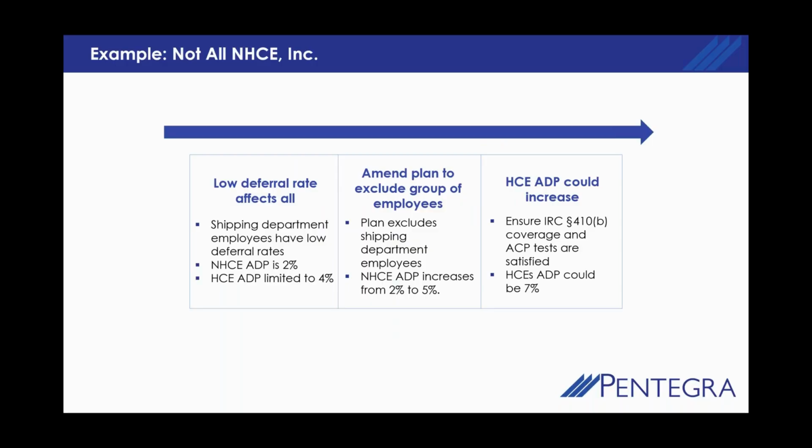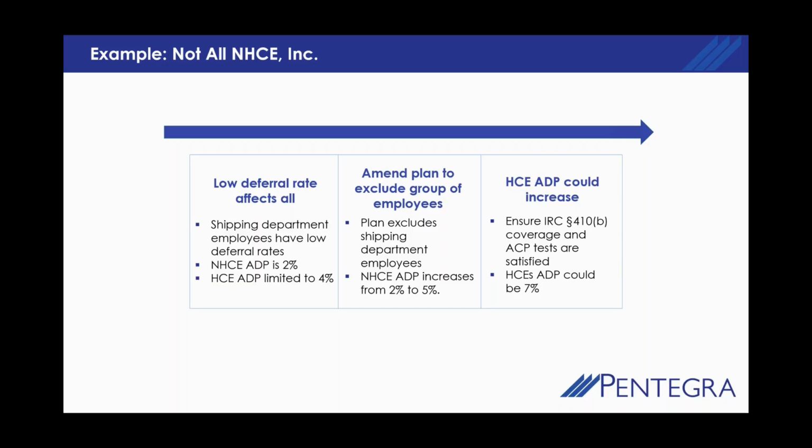So here's a little example. We have a shipping department employee and they have low deferrals. They feel they can't afford to put it in. And so our deferral percentage is only 2% of pay. So now our highly compensated are limited to 4% of pay.